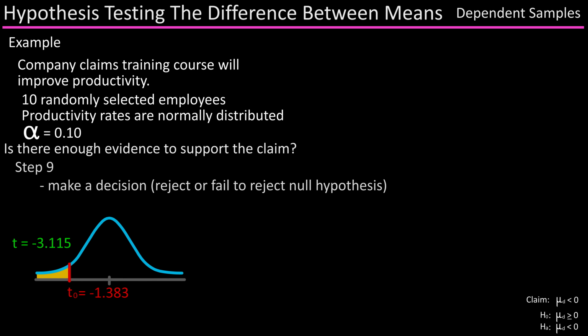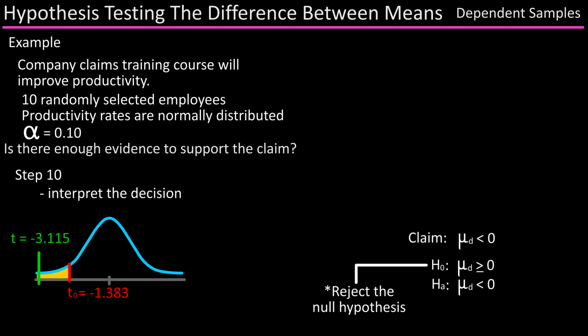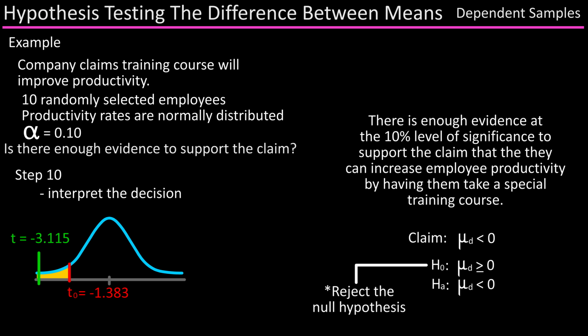Step 9 is to make a decision to reject or fail to reject the null hypothesis. On our graph, you can see that the standardized test statistic does fall in the rejection region, as t, the standardized test statistic, is less than t0, the critical value. So in this case, we would reject the null hypothesis. Step 10 is to interpret the decision. There is enough evidence at the 10% level of significance to support the company's claim that they can increase employee productivity by having them take a special training course.